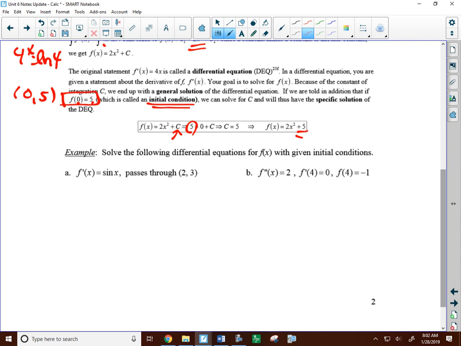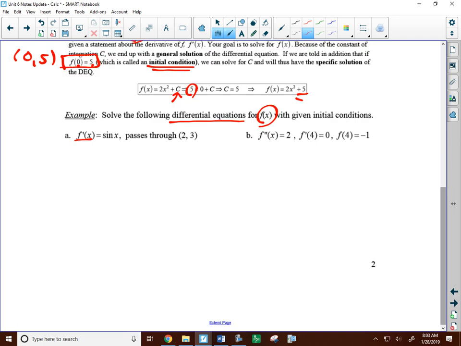The last thing I should say here is we're solving a differential equation. A differential equation is just an equation that starts out with a derivative, an equation that has a derivative in it. So we start with this: f prime of x equals sine of x. It starts with a derivative. Solve it for f of x, and then with the given initial condition, we'll actually find c.